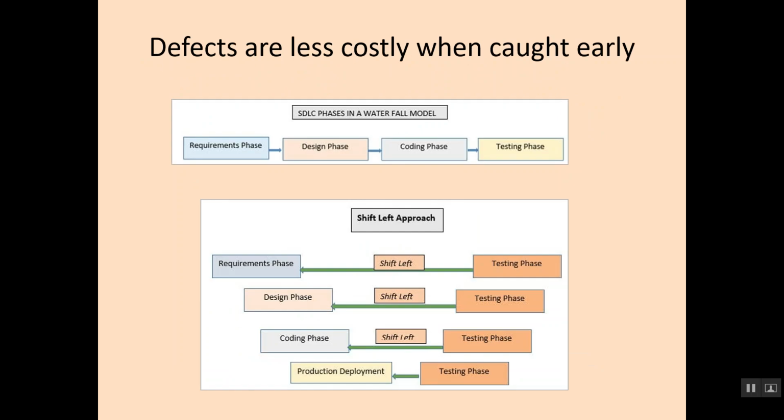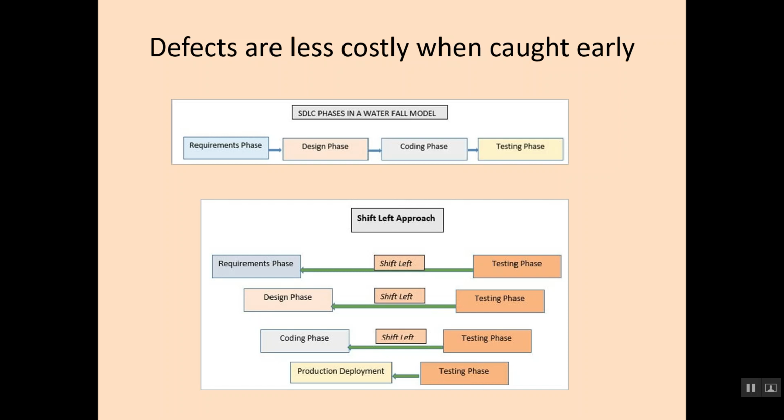The next point is why defects are less costly when caught early. In the SDLC, you have the requirement phase, then the design phase, then the coding phase, and then the testing phase. When we do a shift left, that means we are bringing testing towards all these different phases, so we will be able to find most of the defects in the earlier phases than we do in our actual waterfall model.